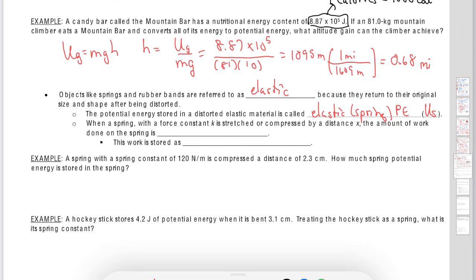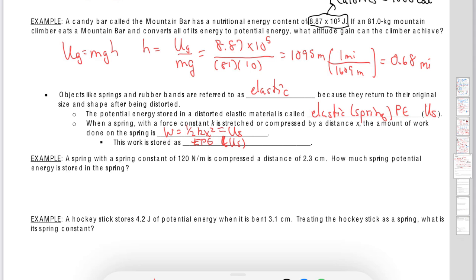When a spring with a force constant k is stretched or compressed by a distance x, the amount of work done on the spring is W equals 1/2 kx squared. If you take AP Physics C, or calculus-based physics, you would actually derive that equation through the use of integrals. This work is stored as elastic potential energy, so this equation is also equal to the spring potential energy.